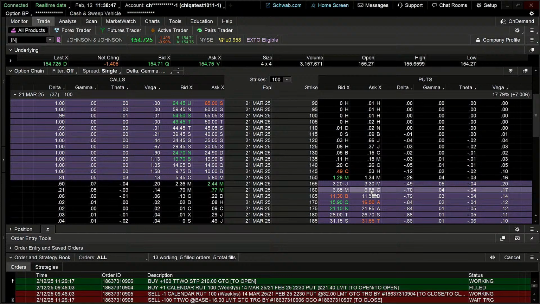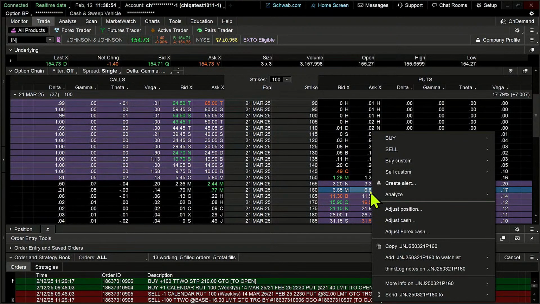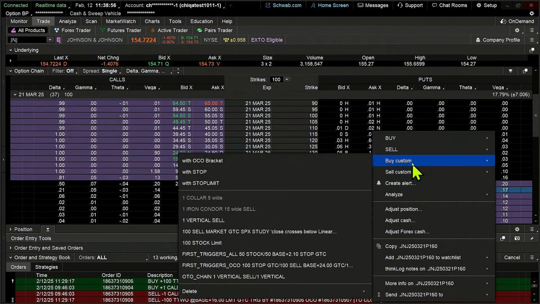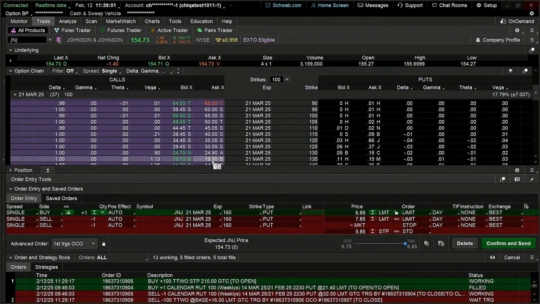However, we're going to trigger this order based on that if this, then that. So what I'm going to do is right click and we're going to create this buy custom with OCO bracket. We're buying a put option. And again, remember, if you don't understand options, characteristics, and risks, make sure that you do before you consider any option strategy. So I want you to be aware of that and be clear on that. But we're going to look at getting into this trade if something happens, getting out of this trade if something happens, and getting out of this trade if something else happens.